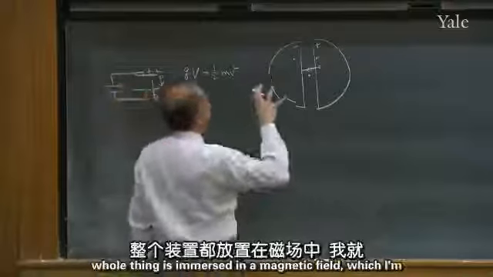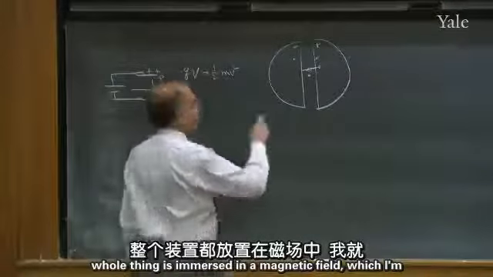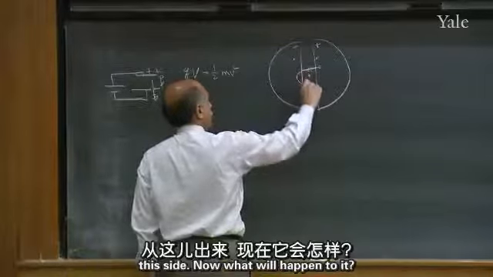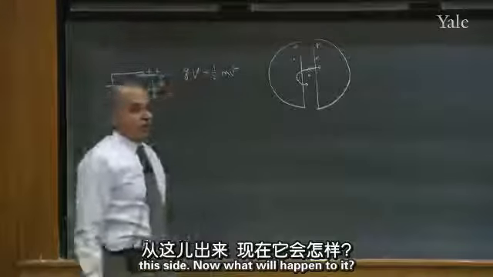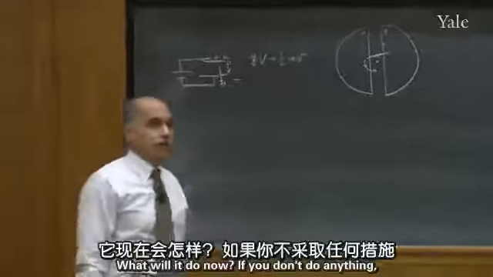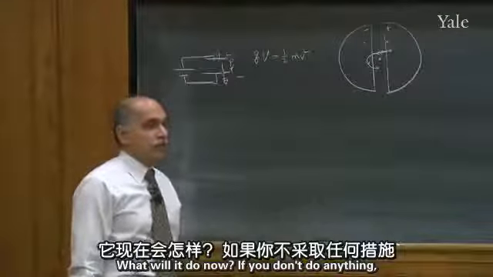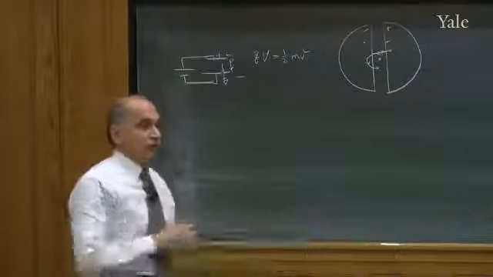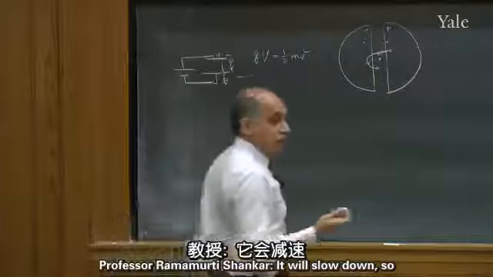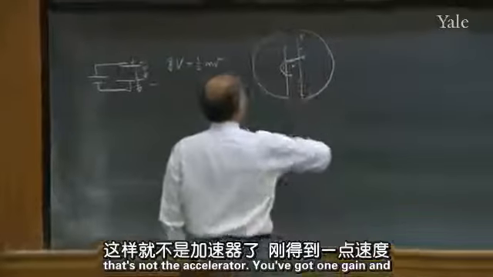Now the whole thing is immersed in a magnetic field, which I'm not showing you. So this guy will bend and come out of this side. Now what will happen to it? What will it do now? No, if you don't do anything, what will happen to the particle now? Slow down. It will slow down. So that's not your accelerator. You got one gain and you immediately lost it.